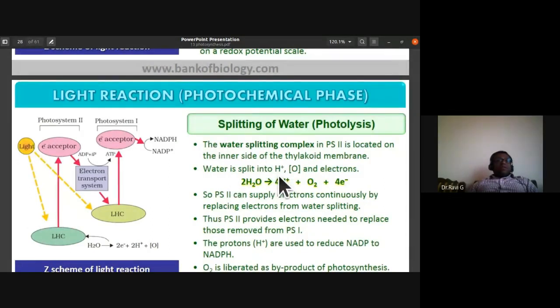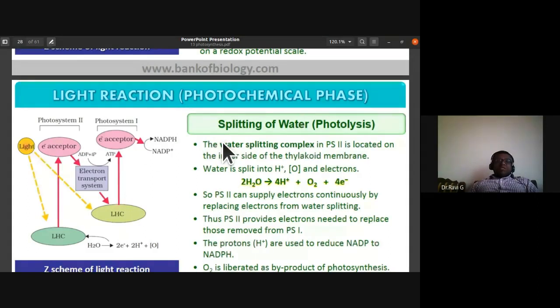So water is split into H plus, nascent oxygen, that is O, and electrons. Two molecules of water are going to split as four protons plus an oxygen molecule which is liberated, and four electrons. So four electrons are liberated. Photosystem 2 can supply electrons continuously by replacing water from the water splitting complex. Thus, photosystem 2 provides electrons needed to replace those removed from photosystem 1.